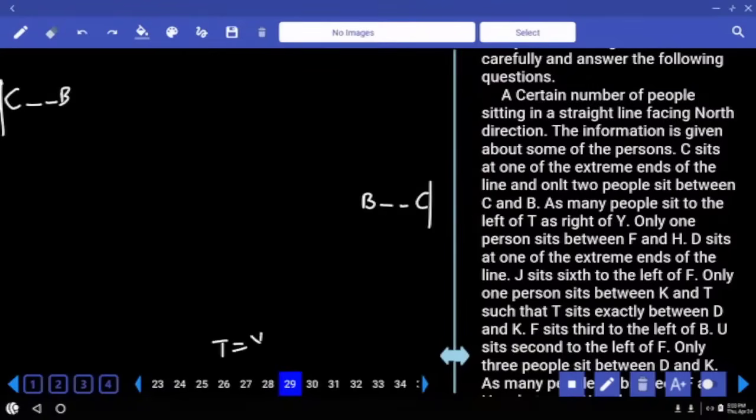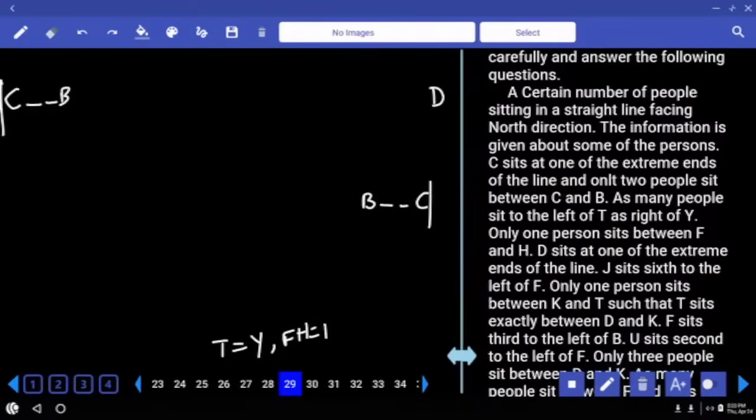Now T and Y we need to have equal number of persons. And only 1 person between F and H. Between F and H how many? There is exactly 1. And D sits at one of the extreme ends of the line. Now D is at one of the extreme ends of the line, D must be at the right extreme. Now here D must be at the left extreme. Now left and the right extremes were finalized.